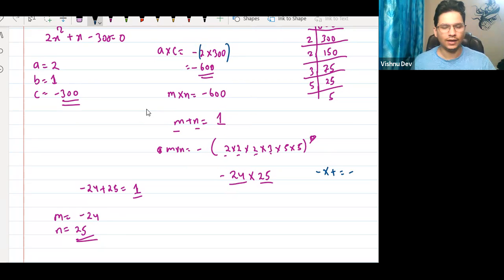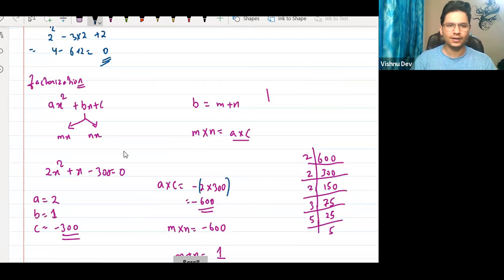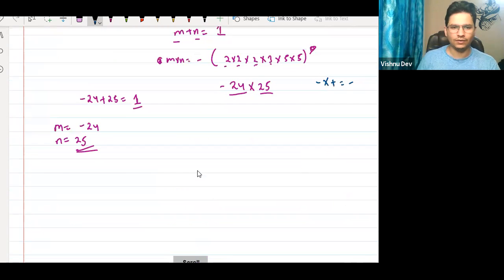Now, if you observe the multiplication, you should know that this term is a into c. The product of this is a into c. Now, can you solve it? Tell me. 2x square minus 24x plus 25x, right? Minus 300 is equal to 0.